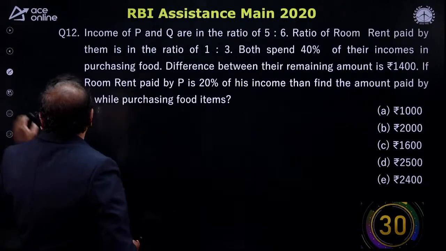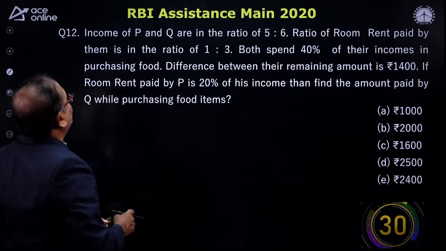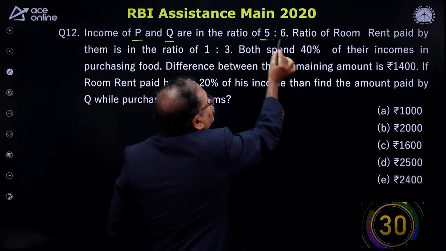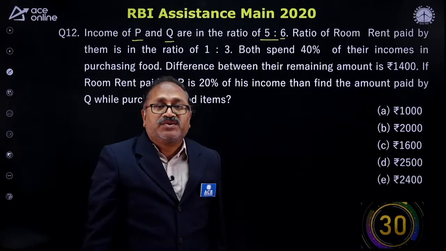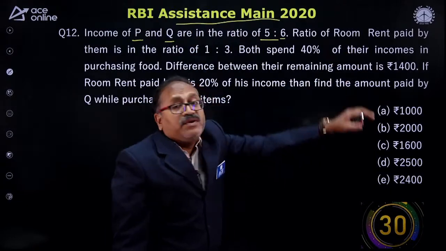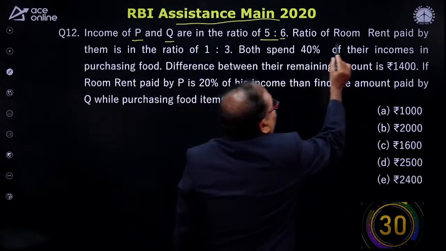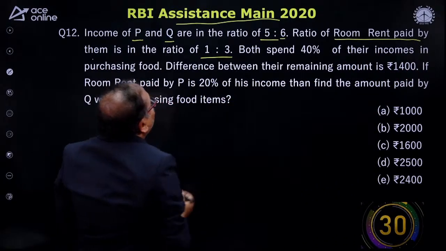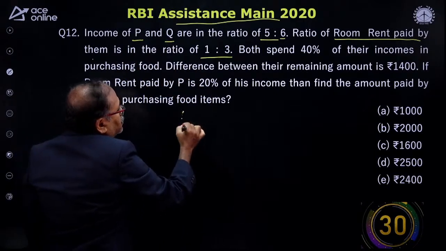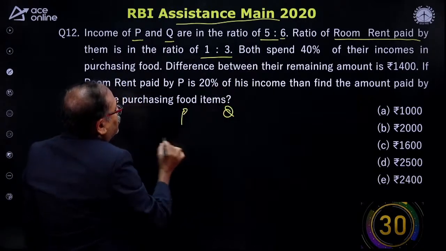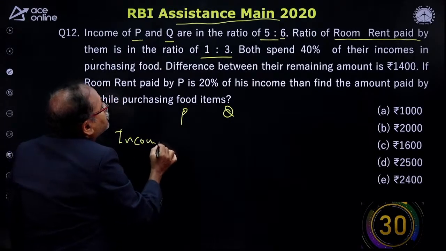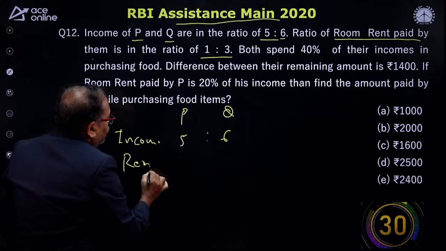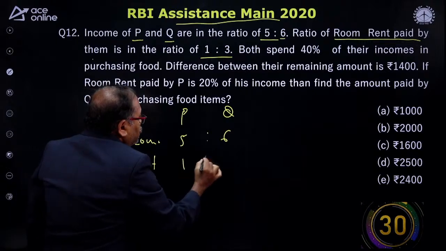And this is your next question. Now let's answer this question coolly. It says the incomes of P and Q are in the ratio of 5:6. Let's see how many of you can answer this question. I am discussing a previous year paper; I didn't prepare this question. So there are two persons, P and Q. Their incomes are in the ratio 5:6 and their room rents are in the ratio of 1:3.